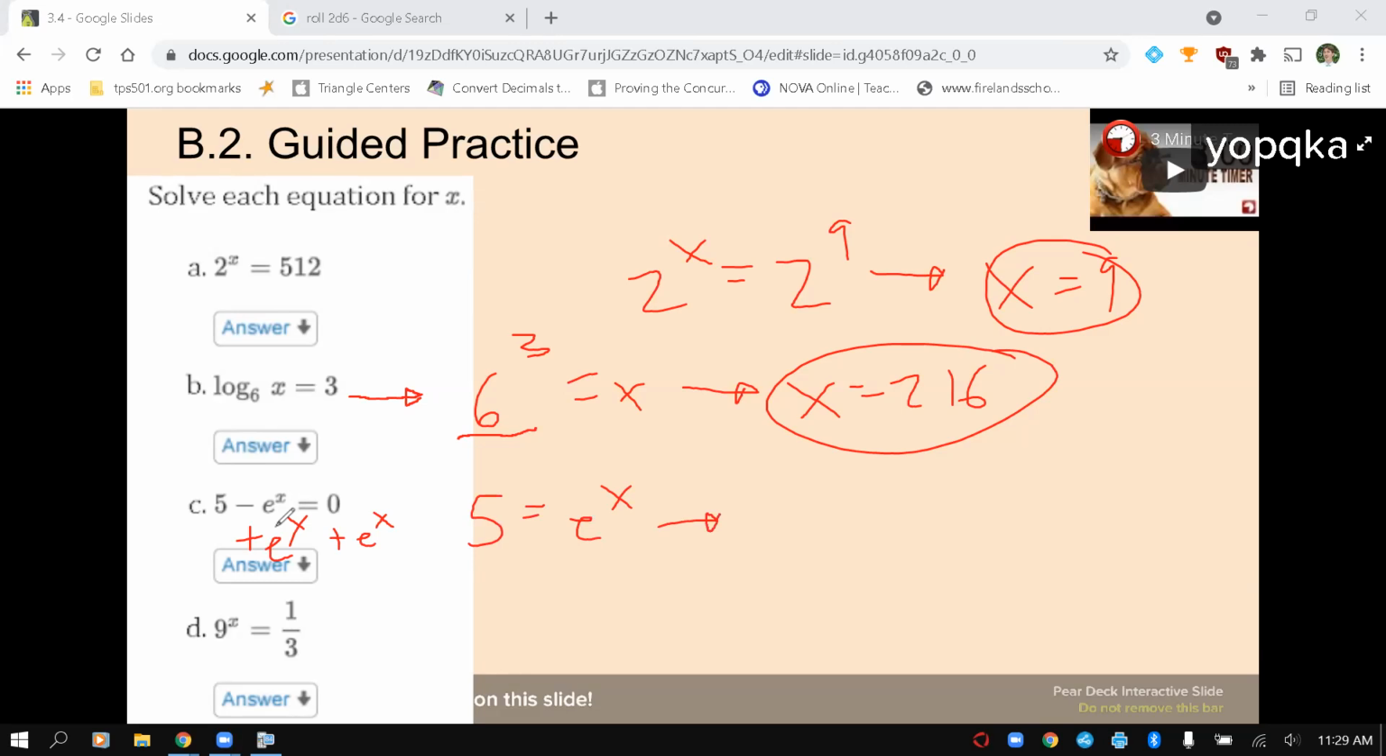Yeah, we're going to rewrite this as a log. So this is log base e of 5, which is really just the natural log of 5 equals x. Calculator. Yeah.